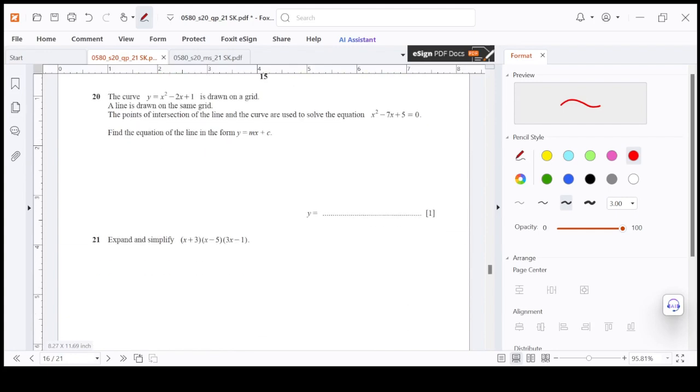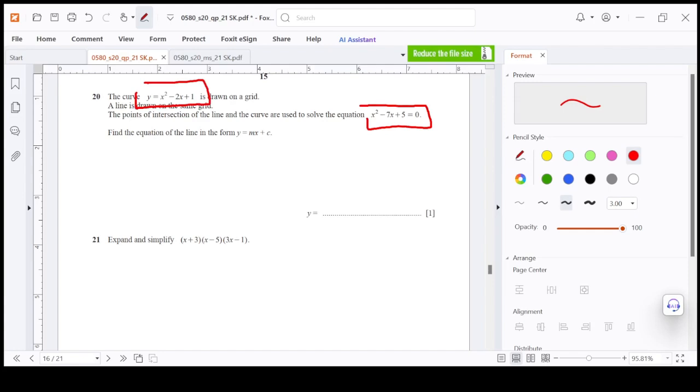Okay, question 19. The curve y equals x squared minus 2x plus 1 is drawn on a grid. A line is drawn on the same grid. The points of intersection of the line and the curve are used to solve this equation. Find the equation in terms of y equals mx plus c. Now what do you do here? You try to equate these equations.